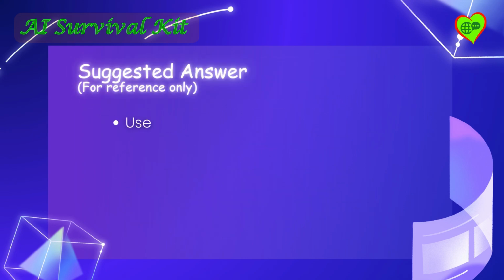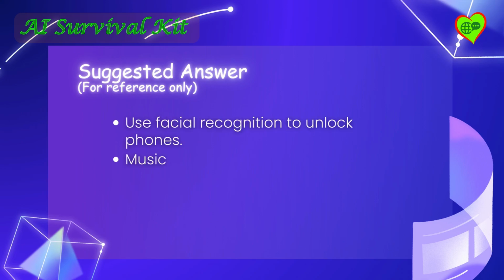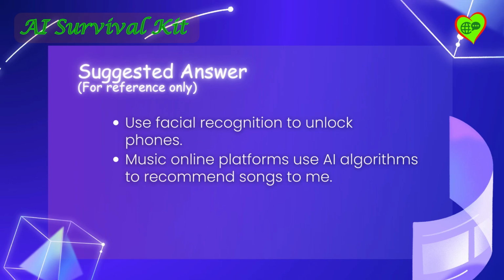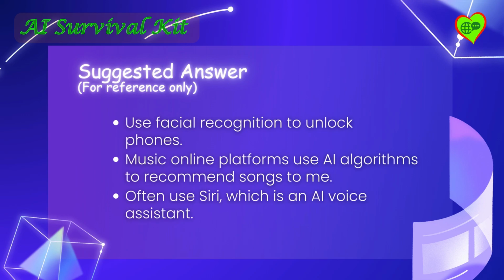Suggested model answer: my phone uses facial recognition to unlock when I look at it. When I listen to music online, the platform recommends songs based on my listening history, which is likely powered by AI algorithms. And finally, I sometimes ask Alexa to play music or check the weather, which is a clear example of a voice assistant using AI.